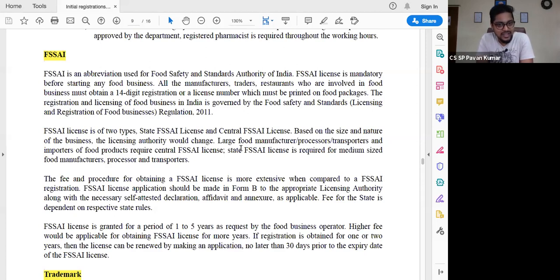FSSAI license again is of two types, which is at the state level and the central level, based on the volume of transactions that I'm doing. For example, if I'm going to have my particular hotel only in, say, Delhi, then I would get the local authority approval alone. I don't go to the central government to get the approval. But if I'm going to have it all over India, in that case, I'll get a central FSSAI license. Okay.